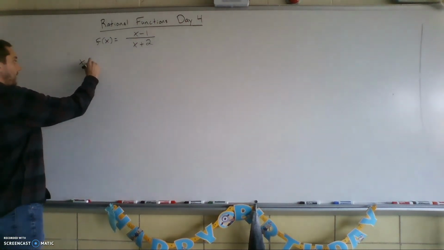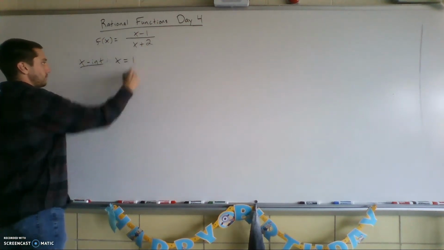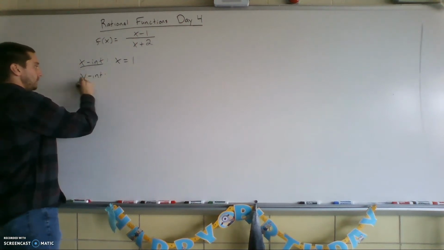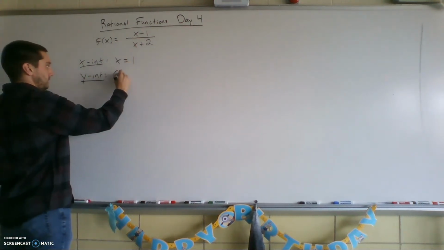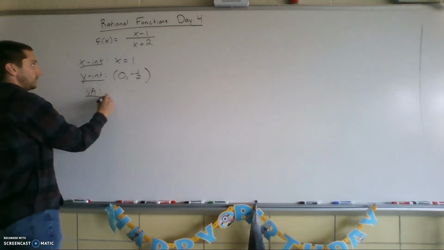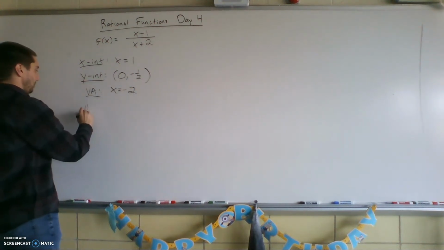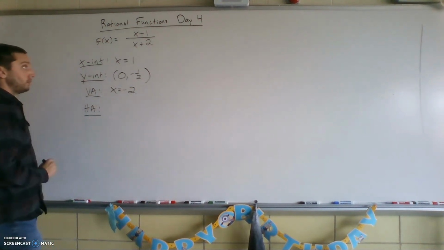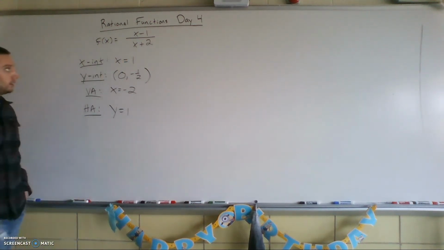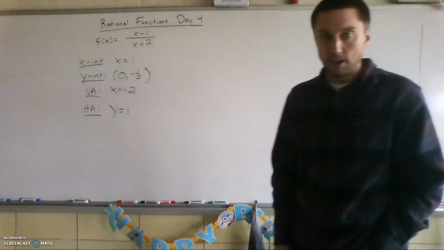So let's run through this rational function, see if we can graph this with no calculator. By now we should be getting pretty good at everything. So my x-intercept, x equals 1. Y-intercept is plug in 0 for x, that'd be (0, -1/2). Vertical asymptote, that's when the bottom equals 0, so that's x equals -2. My horizontal asymptote, well, this is balanced, so 1 over 1, so y equals 1. And there's no hole or anything for this one, no factors that cancel out.